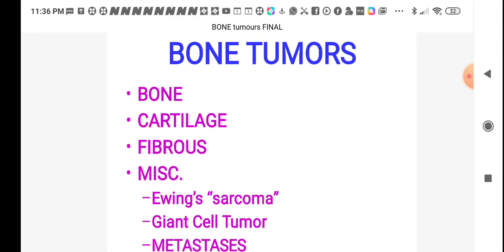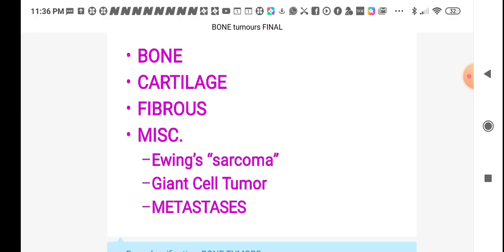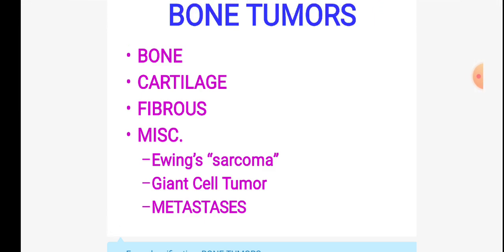So, this particular musculoskeletal system includes the lesions, the tumors, the neoplastic conditions in cases of bone, cartilage, the fibrous component, and the miscellaneous. In miscellaneous you can see Ewing sarcoma, giant cell tumor, and the metastatic deposits.